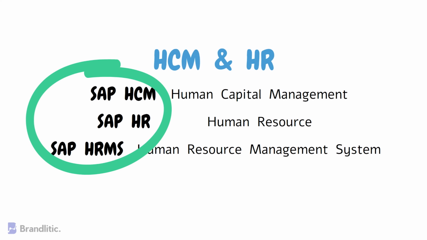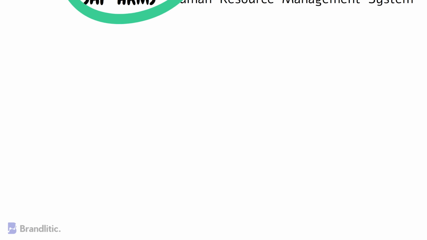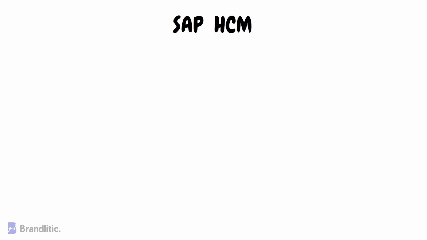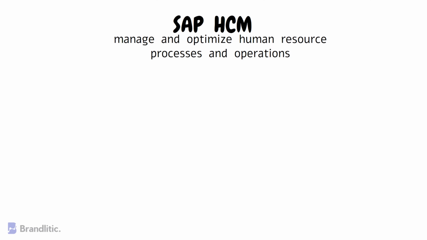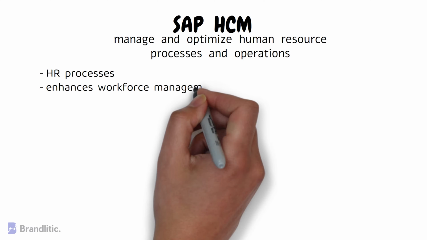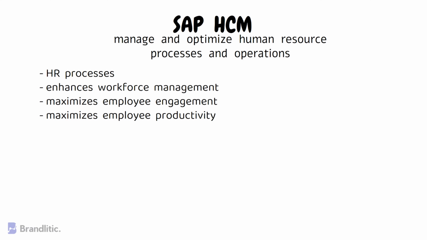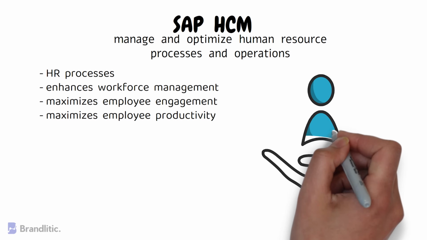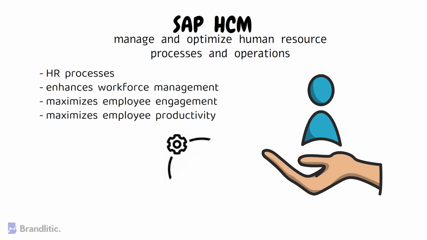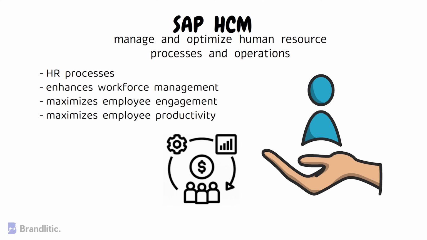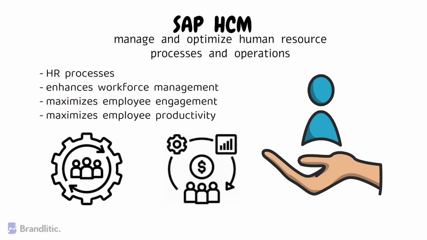So, let's get started. SAP Human Capital Management or SAP HCM is an integrated ERP solution designed to manage and optimize human resource processes and operations. SAP HCM streamlines HR processes, enhances workforce management, and maximizes employee engagement and productivity. The module provides end-to-end support for HR processes, starting from employee recruitment to performance management, payroll processing, and talent management.